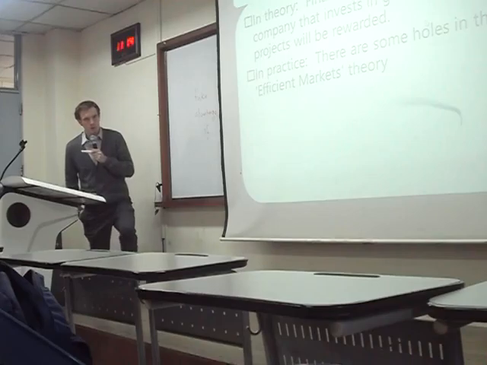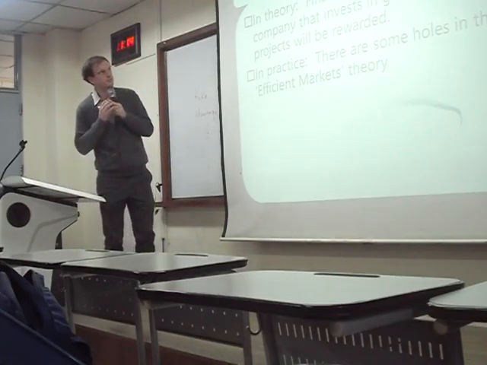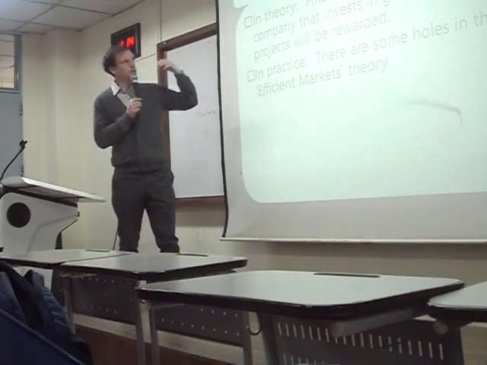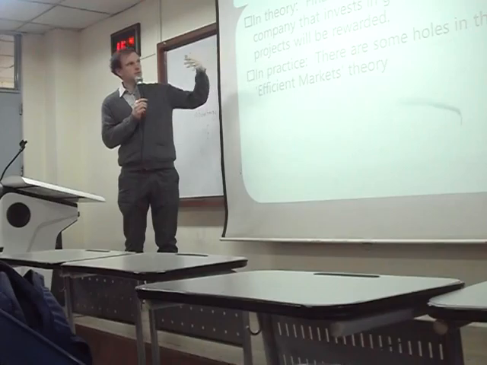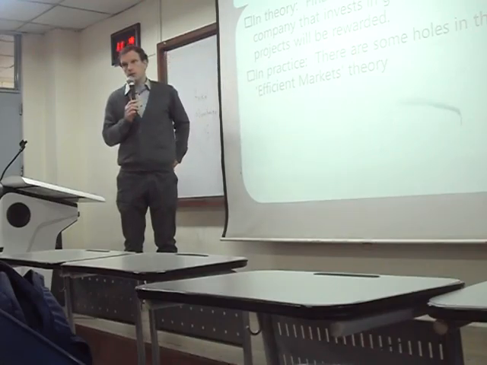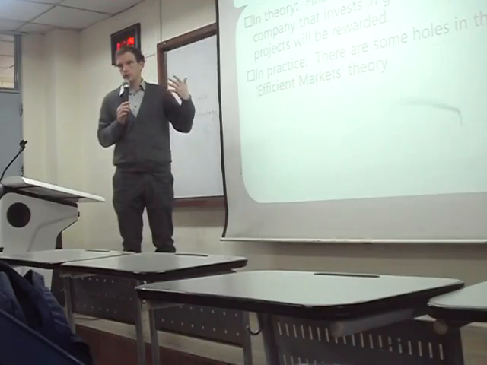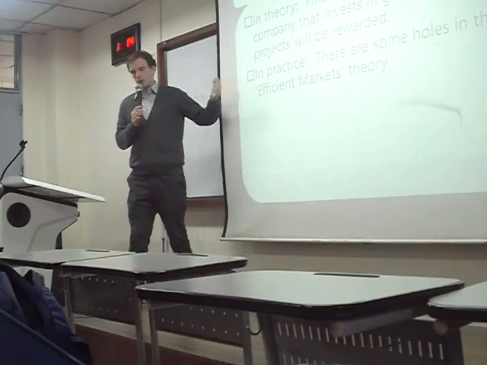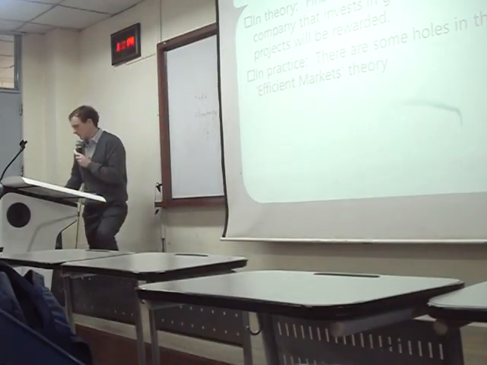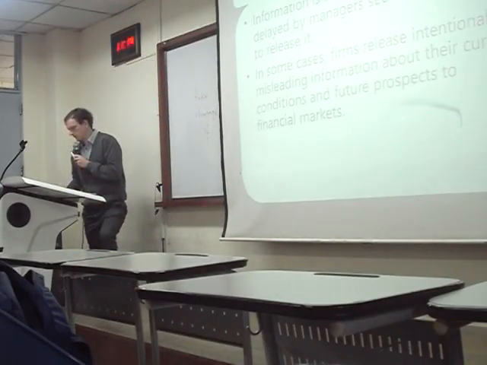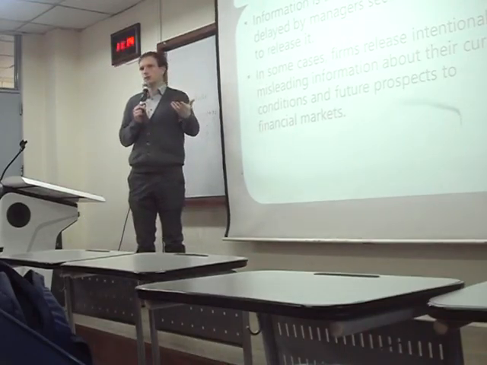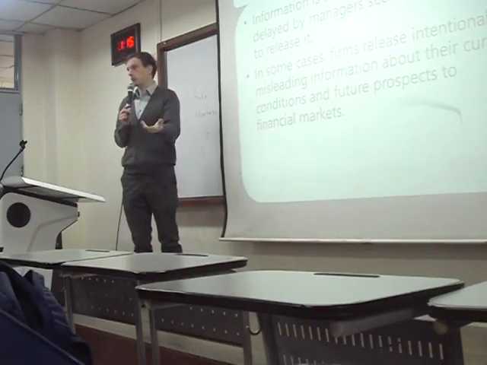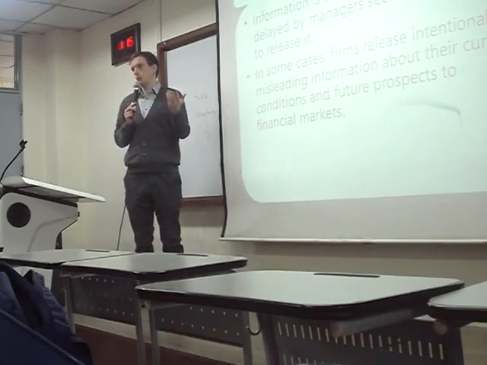Okay? The next one is the company and the financial market. So we already talked about efficient markets. Okay? So efficient markets, we talked about that all the information is available to everybody. Everybody uses the information intelligently. So the price is the correct price. But like we said, in practice, there are some holes in the efficient market theory. One problem is managers can delay the information. Don't tell the markets the information. According to the efficient market theory, everybody has the same information.